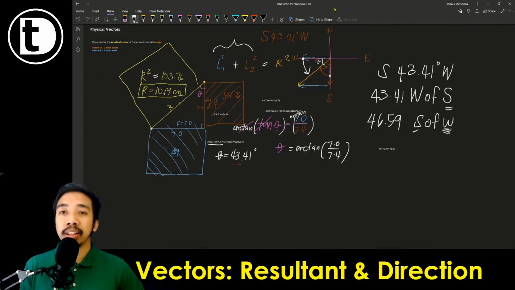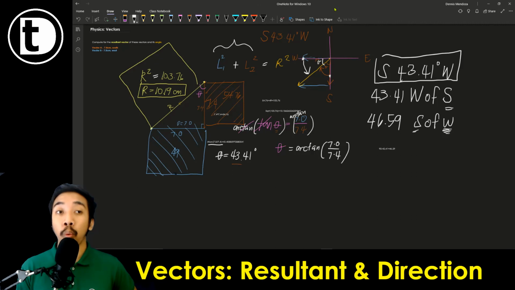But the one I prefer is the first one. Since you are from the south going to the west, it fits perfectly: vector A is from the south and vector B is going to the west as your second point. So that's it for our resultant. We have R equals 10.19 centimeters, and the direction is south 43.41 degrees west.